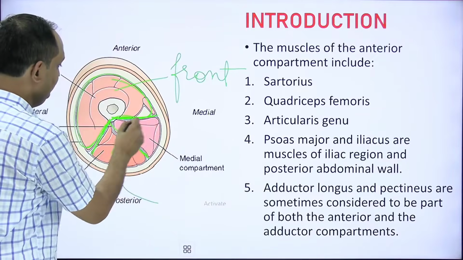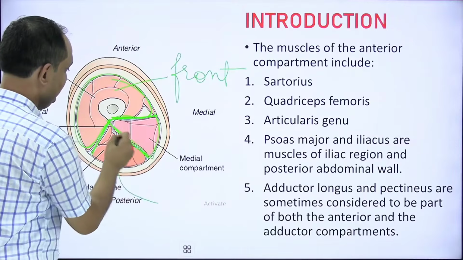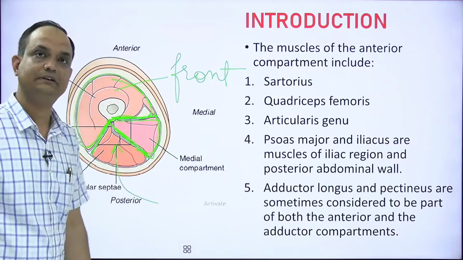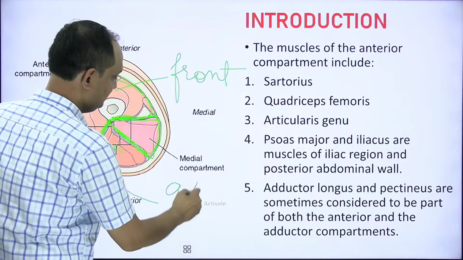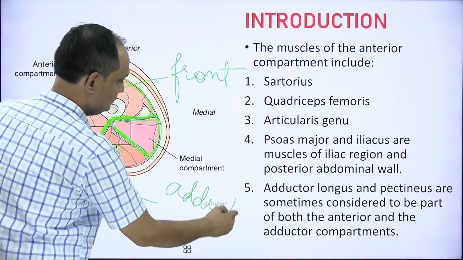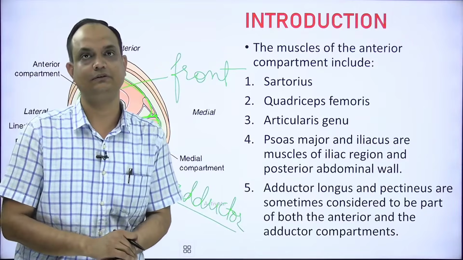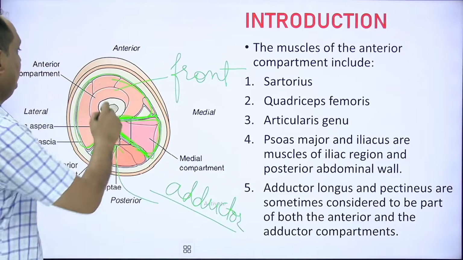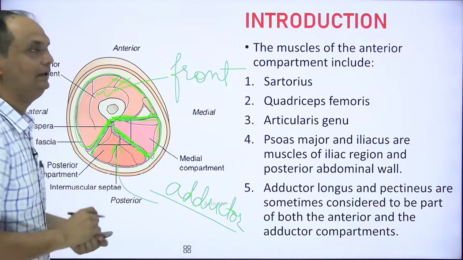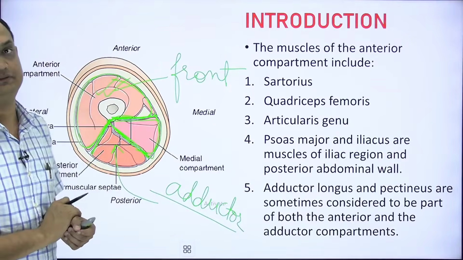Now there is one more, the medial compartment. This medial compartment has the muscles known as adductor muscles. That's why this is known as the adductor group of muscles and this is the adductor compartment of thigh. Clear? So today we are discussing the muscles which are present in the front compartment of thigh.